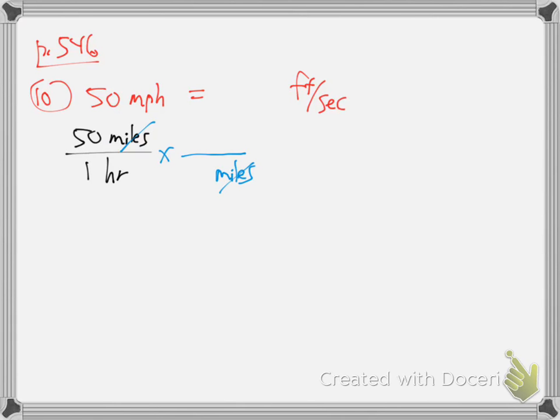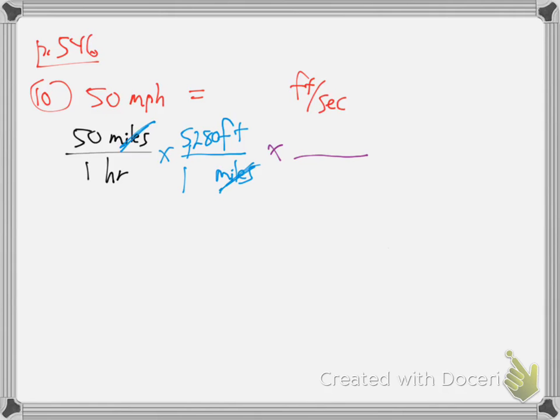So what do I put on the top? The feet. And then look on the chart. 1 mile is 5,280 feet. So if I stop the problem right now, the miles cancel out, don't they? But if I stop right now, I'm going to have feet per hour. I don't want hours. I want seconds. Is that good so far? So where do I put the hours?